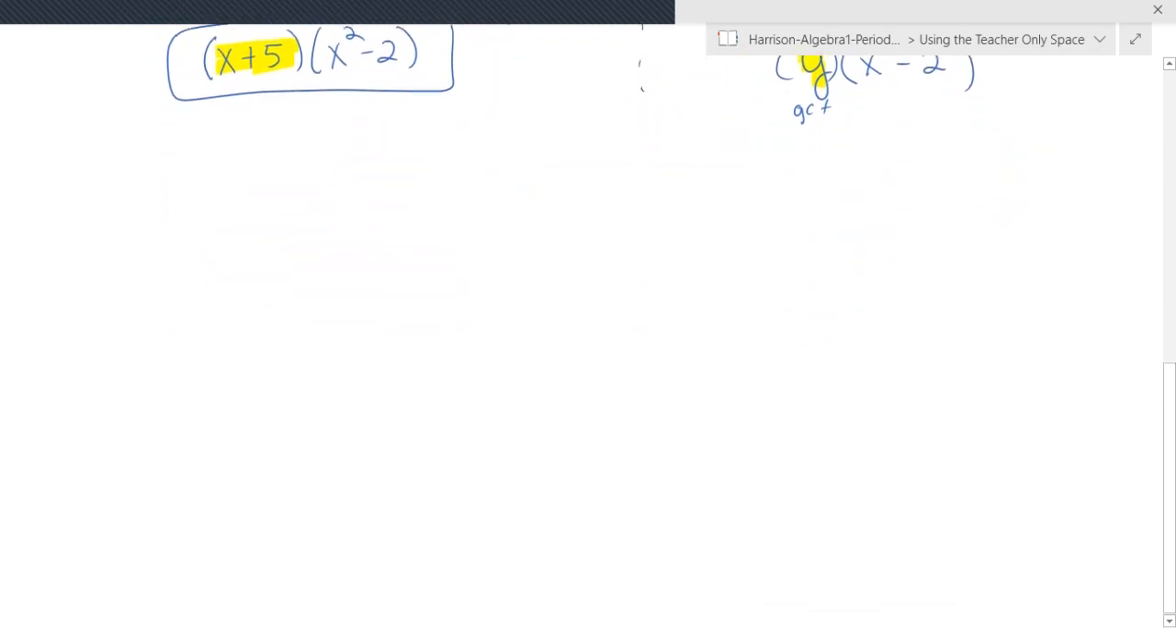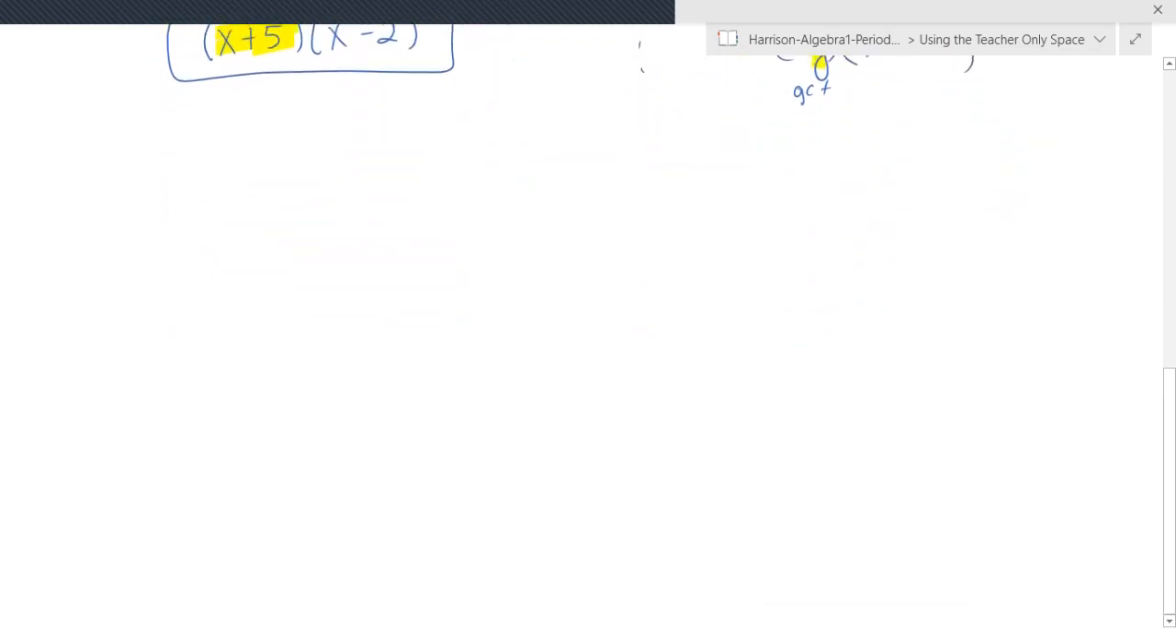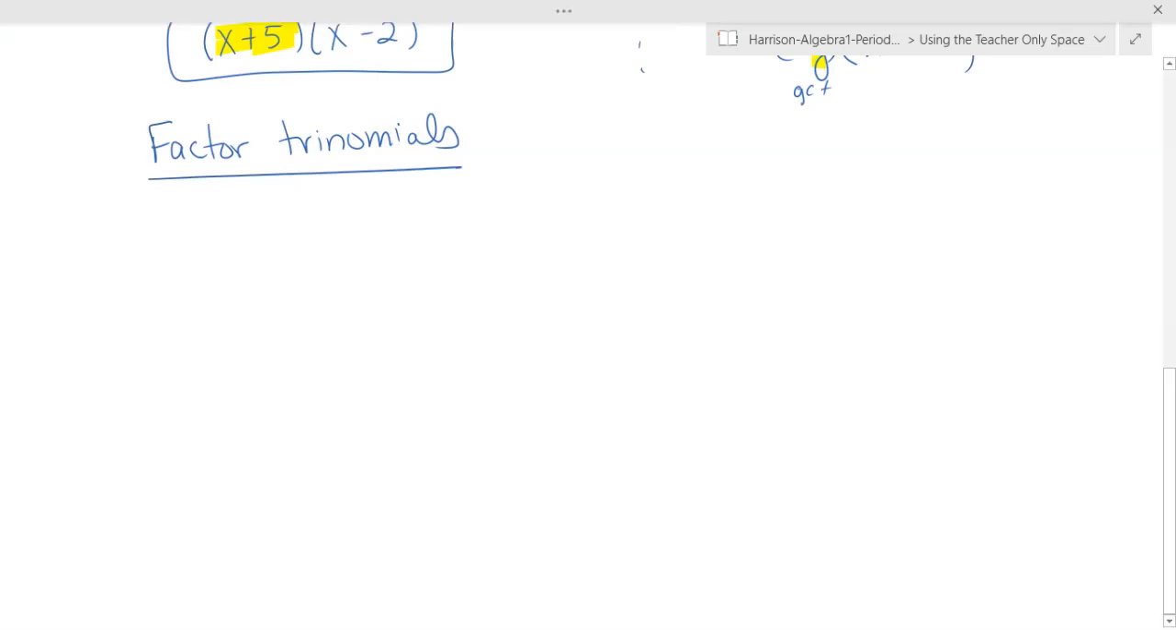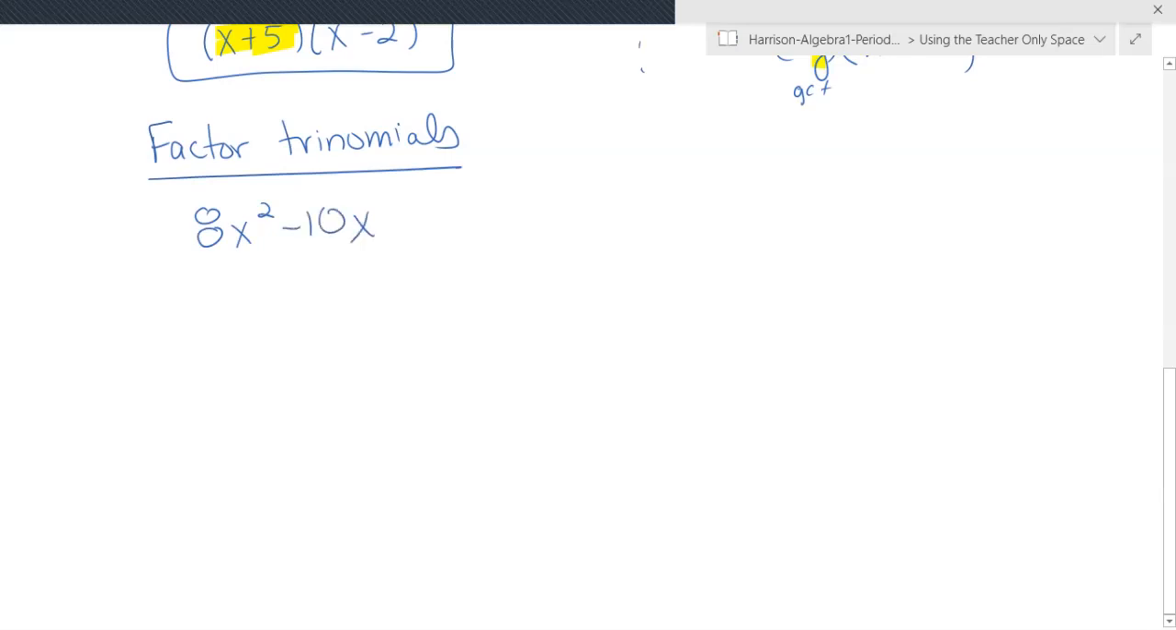All right, so factoring out the GCF, factoring by grouping, and next we need to factor trinomials. Now there are many different methods for factoring trinomials. So I'm going to show you the method that I have decided after many years has worked the best for my students. If you know another way, feel free to use it. Basically it's whatever works for you. Let's take an example. 8x squared minus 10x minus 3.